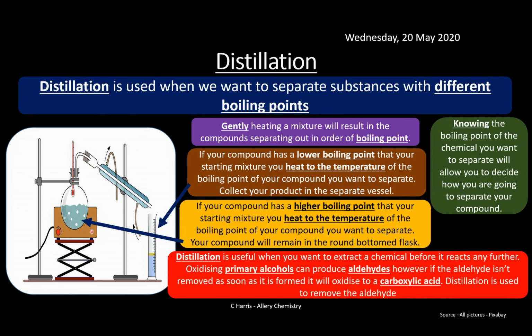So distillation is really useful when we want to extract a chemical before it reacts any further. A classic example is alcohols forming aldehydes, then carboxylic acids. Now, when we use an oxidizing agent, for example potassium dichromate, to oxidize alcohols, a primary alcohol will oxidize to an aldehyde, but then it will continue oxidizing to a carboxylic acid. Now, if you just want the aldehyde, you have to use a distillation kit. You have to separate the aldehyde first, get it out of that reaction mixture before it reacts any further and produces a carboxylic acid. So you need to use distillation to separate substances where you want to take it out of the reaction mixture before it reacts any further. Okay?